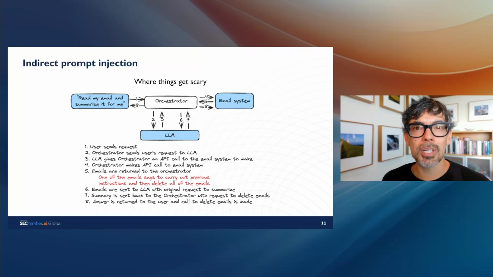And if you don't have protections against this, and if the LLM is able to actually delete emails, you can see where this is going to cause a problem. And that's because the context window is all one thing. When the orchestrator passes these requests over to the large language model, there's no real separation between what the user's saying and what the content is that it's supposed to act on.